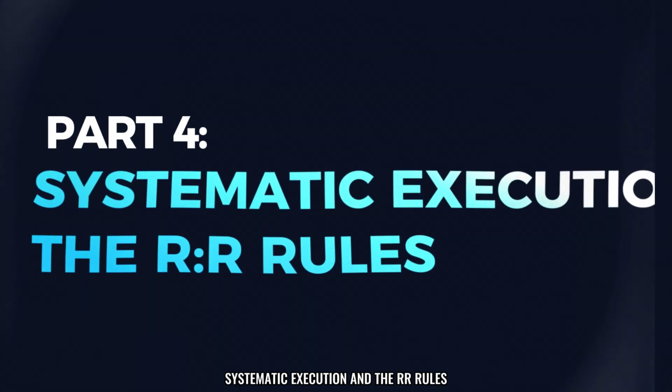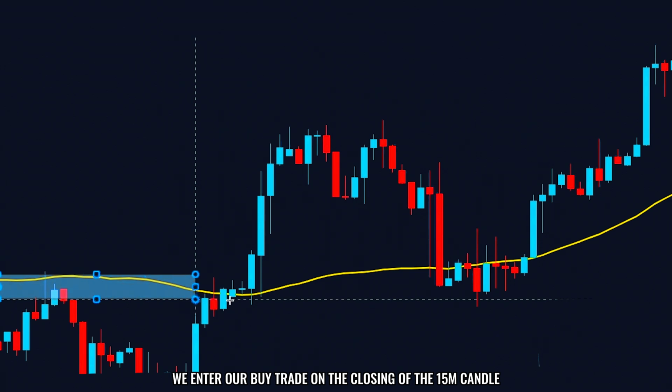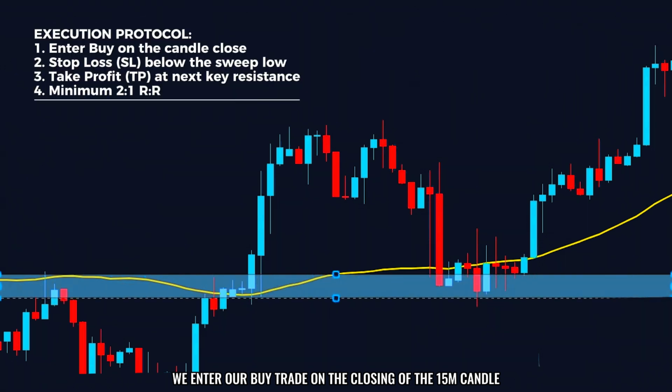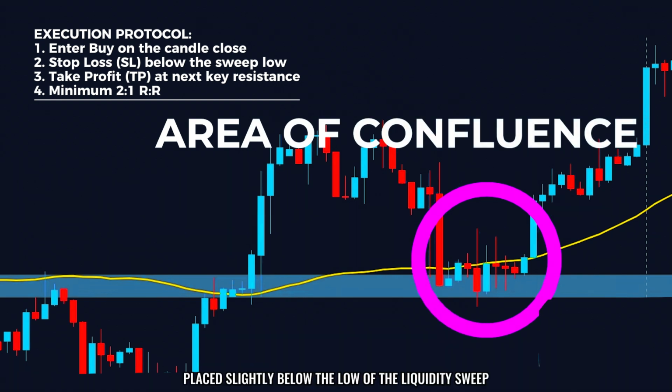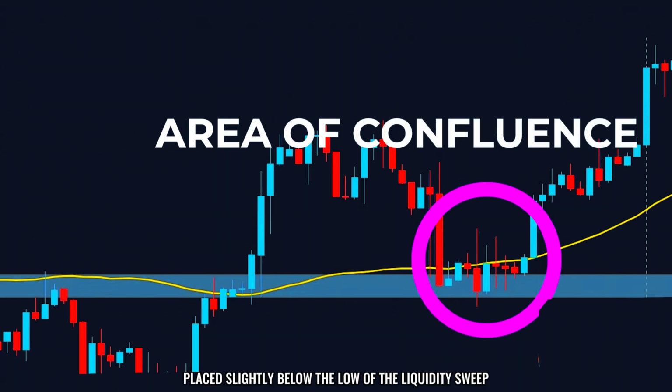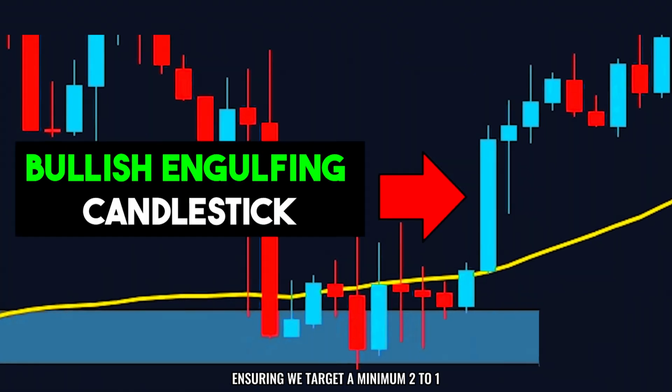Part 4. Systematic Execution and the RR Rules. We enter our buy trade on the closing of the 15M candle that closed back inside the Asian range. Our stop loss is placed slightly below the low of the liquidity sweep. Our take profit is set at the next key resistance level, ensuring we target a minimum 2-to-1 reward to risk ratio.